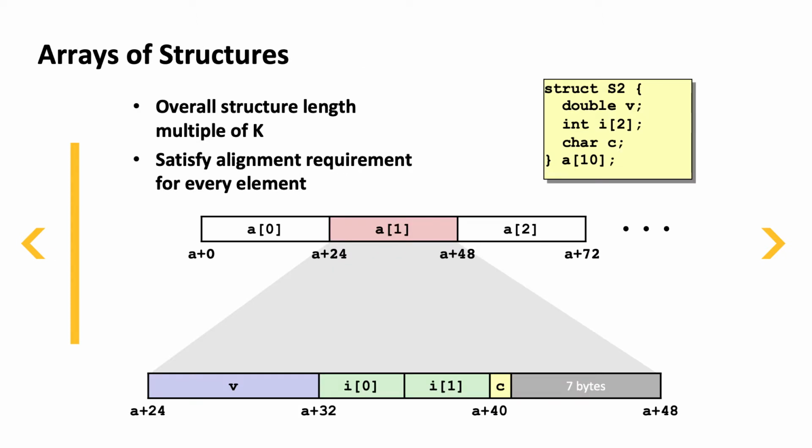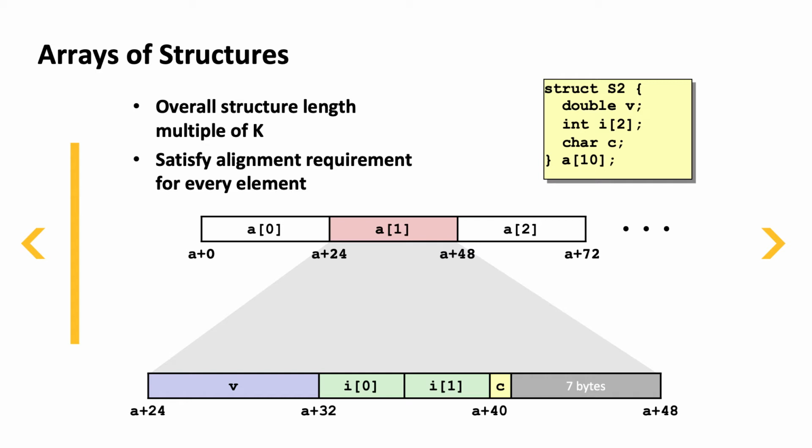Another thing to keep in mind, because it maybe intuitively seems like this may change things: even when we have arrays of structures, the overall structure length has got to be a multiple of k, and we have to satisfy the alignment requirement for every single element. So even if I've got an array of 10 structures, I'm going to have all these structs laid out in a line in memory.